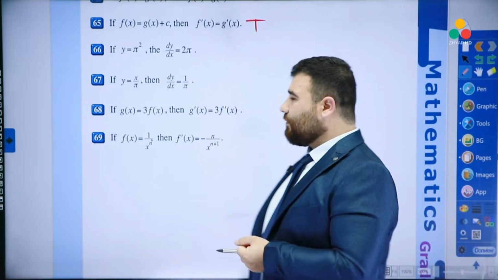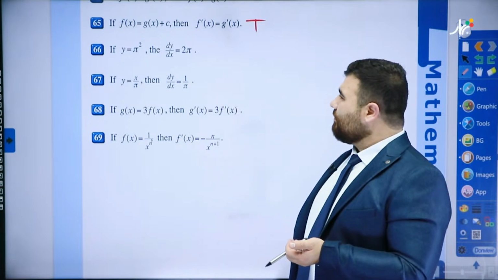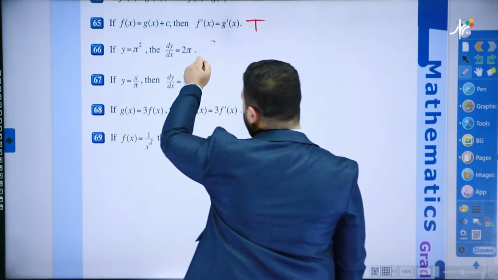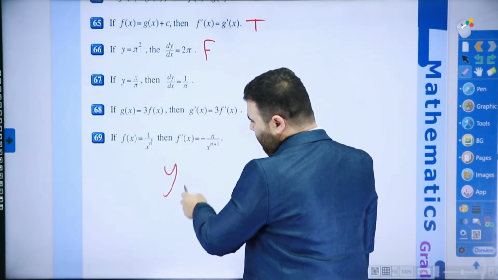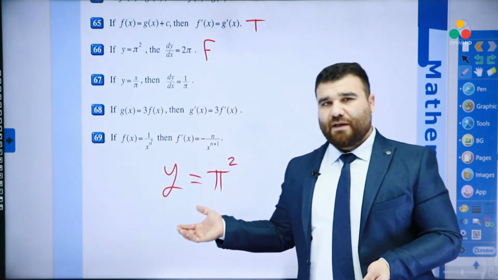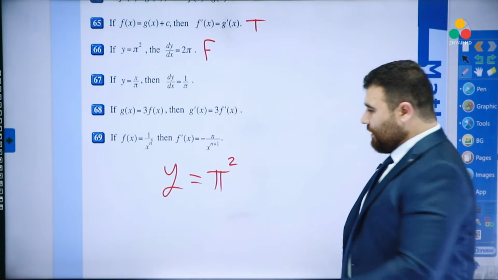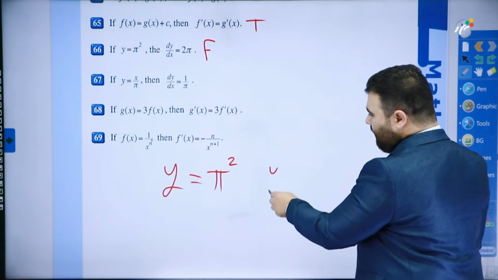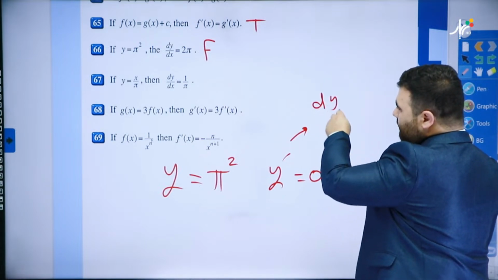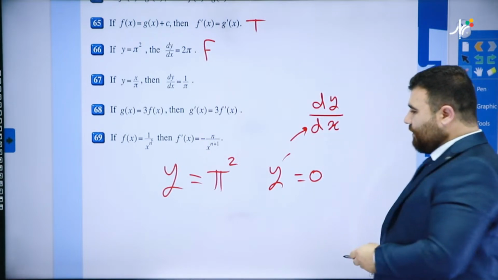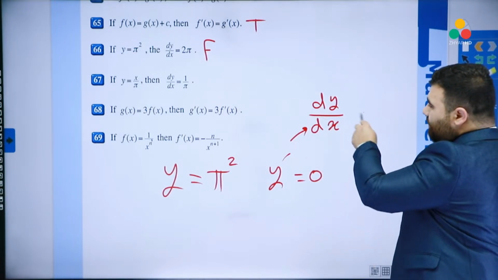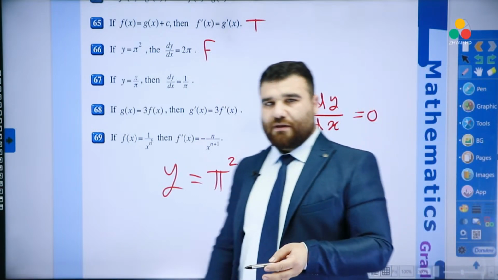Now, if y is equal to pi to the power 2, dy dx, which is the derivative, is equal to 2 pi. The answer is false. Why? Because when y is equal to pi squared, pi is not a variable, pi is a number. And you know the derivative of a number is 0. Then if y is equal to pi squared, y prime is equal to 0. Y prime, we can write it as dy dx. There is no difference between them. Y prime means derivative. Dy over dx means derivative. It is equal to 0. It's not equal to 2 pi, because pi is a number.